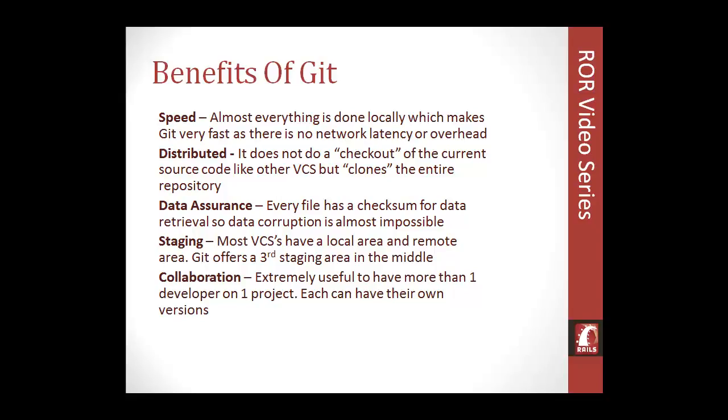Staging is another big thing. Most version control systems have a local version and a version on the server, and that's it. Like I said before, you save the local and then the remote gets saved. That's very simple version control. Git, however, has a staging area, which is a third area in between the local and the remote. So you can change something and then send it to the staging area without actually committing it to the server.